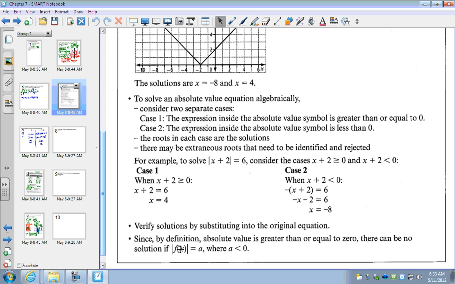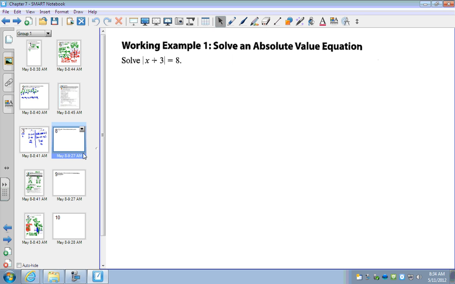Something to watch for: if they ever tell you the absolute value of something is -7, that can't exist. The absolute value of something can never be a negative answer. So they might try and trick you in that way. Okay, so let's give this a try.